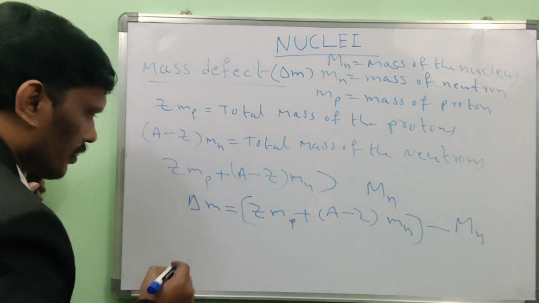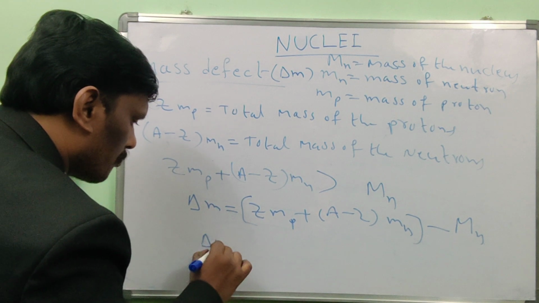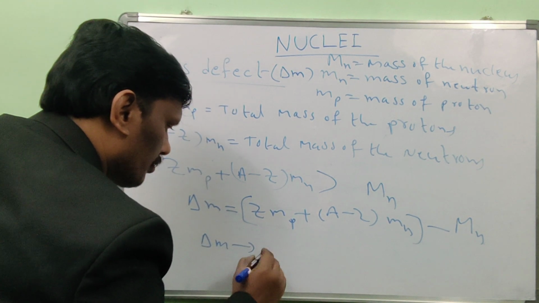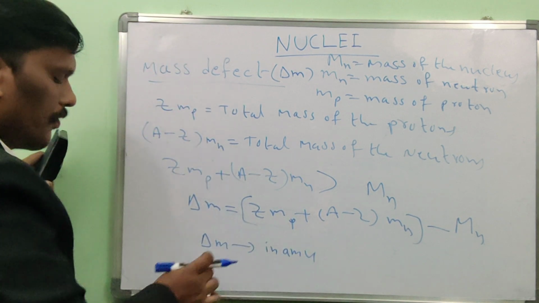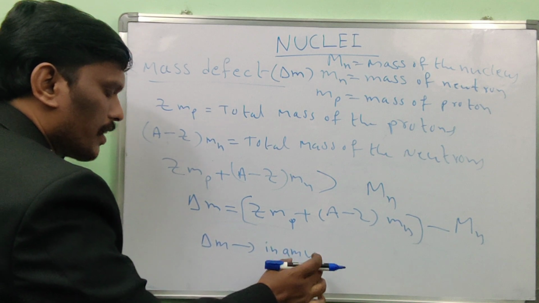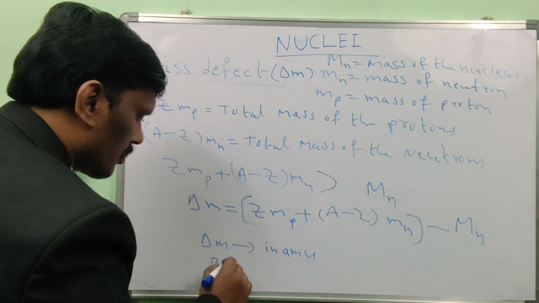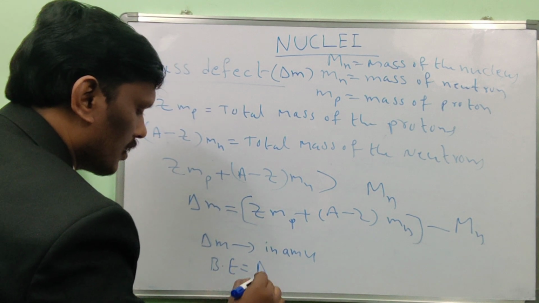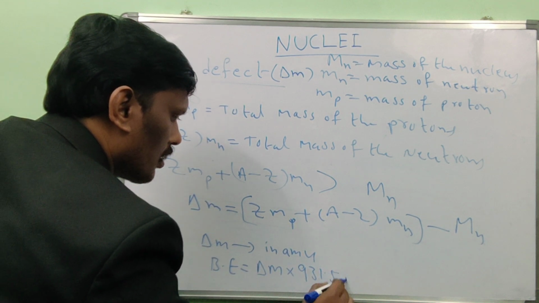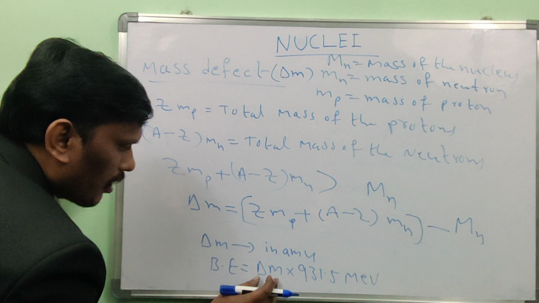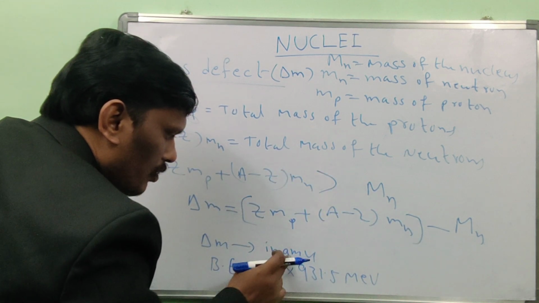Okay. How to calculate mass defect in a simple way. Remember delta m in AMU, atomic mass unit. If you substitute the delta m value in AMU, you are going to get the binding energy: mass defect into 931.5 MeV. So calculate the delta m value from this formula.